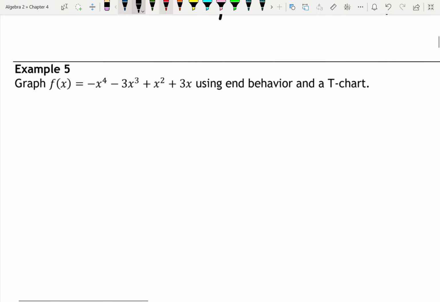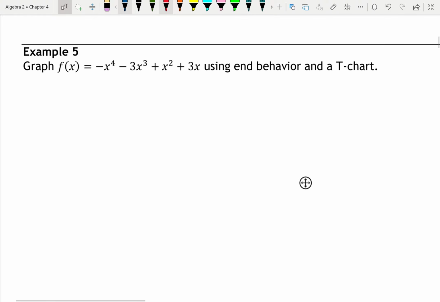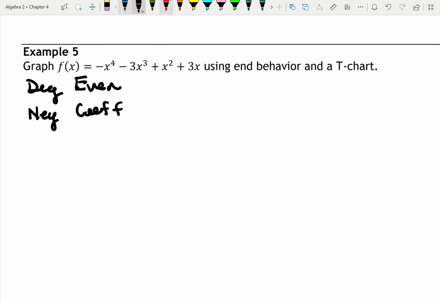All right, number 5, we're supposed to graph this function using end behavior and a t-chart. So let's first deal with the end behavior. The degree is even, and we have a negative coefficient. Whenever I think about this, a degree being even means it's going to roughly look like a parabola, and the negative coefficient means the parabola is going to be facing down. So this is the picture that I have in my head, a parabola facing down.